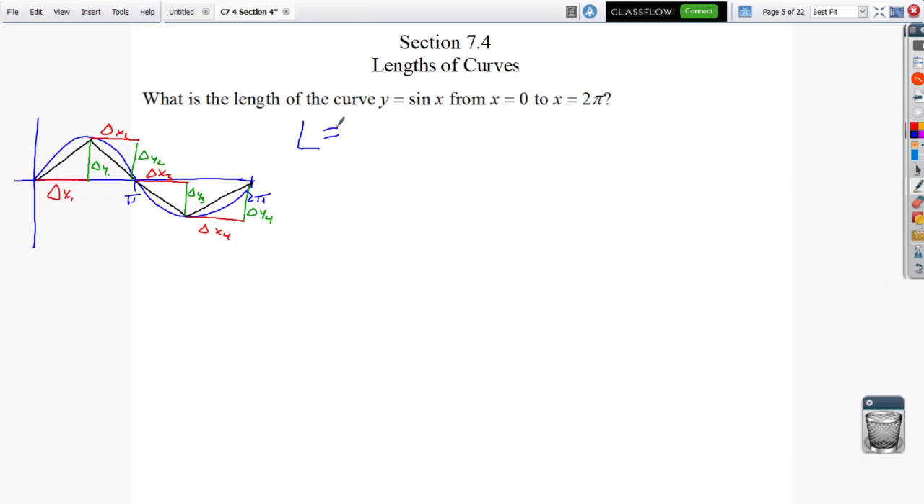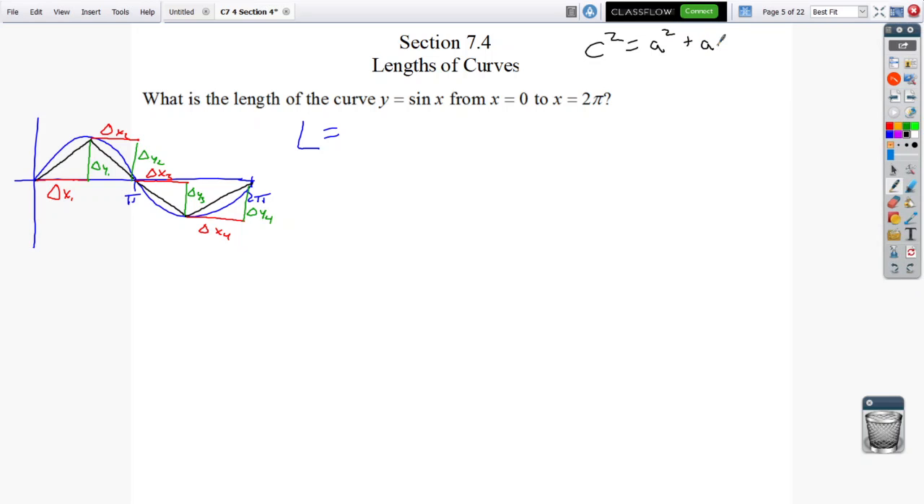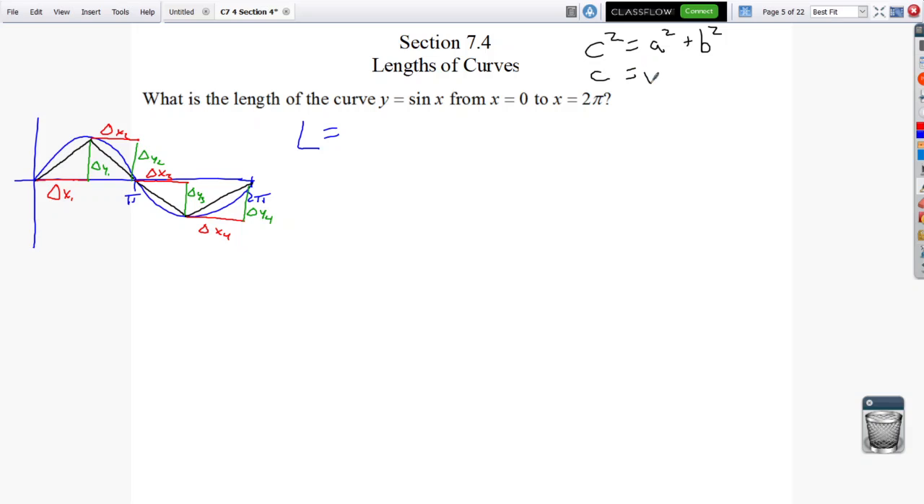Our total length is just going to be the sum of each of these black segments. And each of these black segments is a hypotenuse on a right triangle. And we know in right triangles that the hypotenuse squared is equal to the sum of the squares of the two legs. In this case, each of our segments is going to be equal to the square root of the sum of the squares of the two legs.